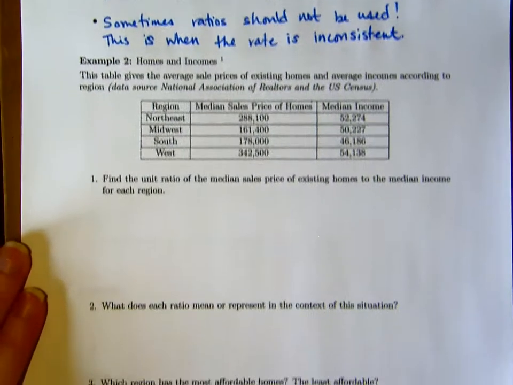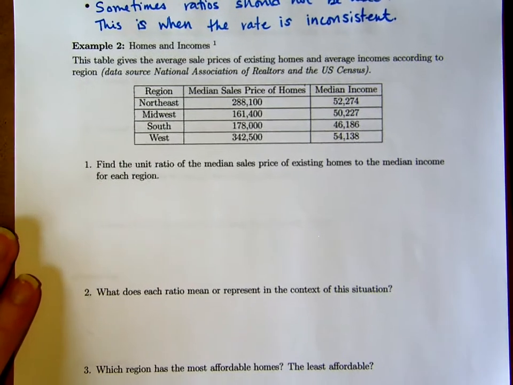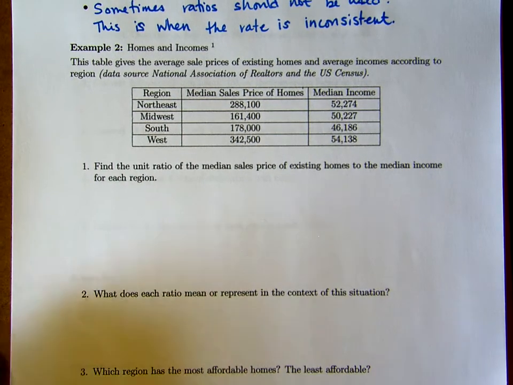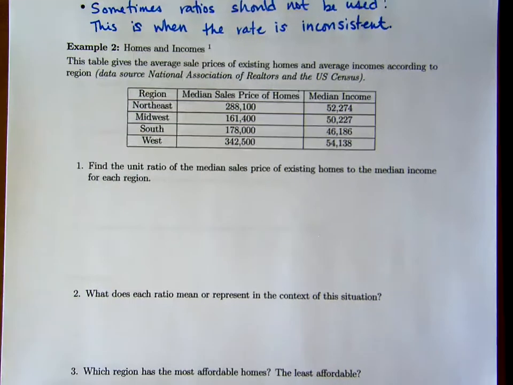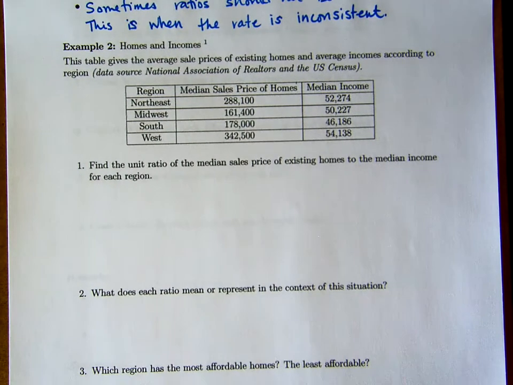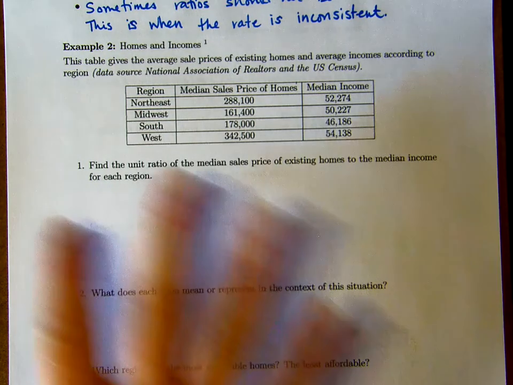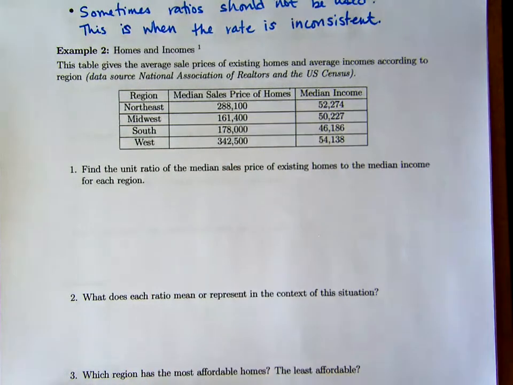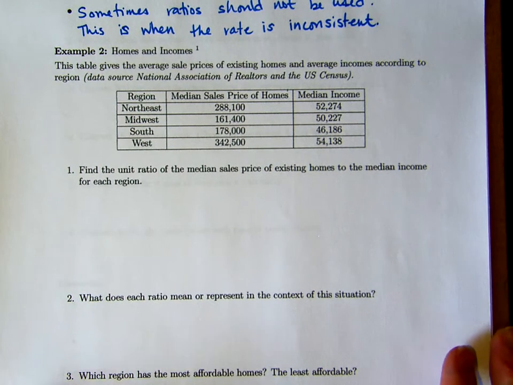Let's look at example 2. Homes and incomes. This table gives the average sale prices of existing homes and the average incomes according to regional data from not this census, but the old census. Census is very important. Be counted. Also, I'm sure that the pandemic is going to have a huge impact on both of these numbers. It would be interesting to see how this compares to what it will be soon.